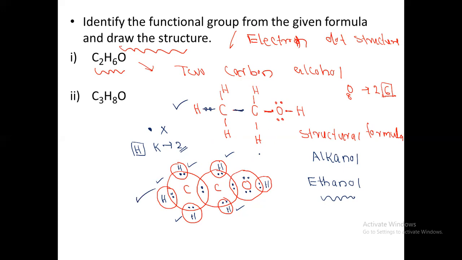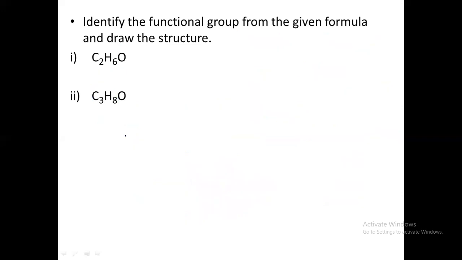It'll be easy. Okay, so hope you understood how to identify alcohols. What you should do, look for the formula. If it is an alkane formula, that is CnH2n plus 2, and if there is one oxygen coming along with that, we can easily say that the compound is going to be an alcohol. Okay, clear? Hope it's clear.